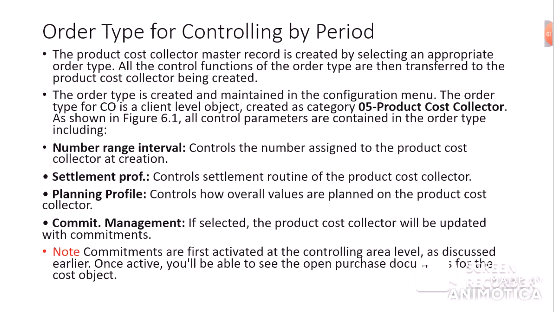The order type is created and maintained in the configuration menu. The order type for CO is a client level object created as category 05 product cost collector, as shown in figure 6.1. All control parameters are contained in the order type, including number range interval, settlement profile, planning profile, commitment management. So number range interval controls the number assigned to the product cost collector at creation.